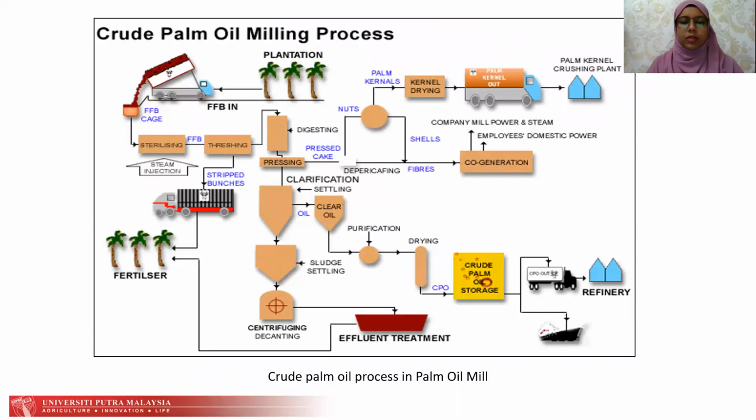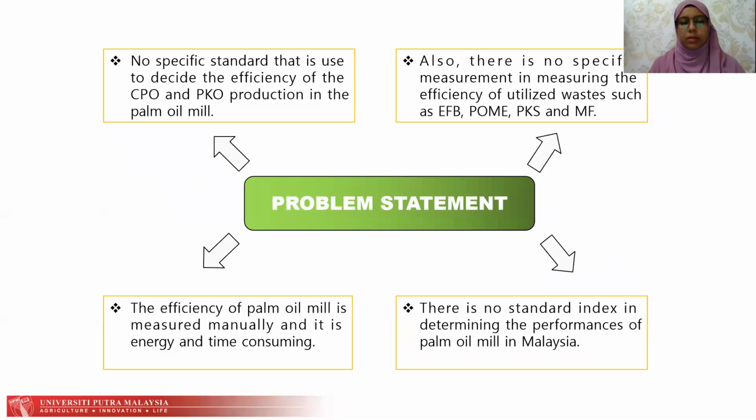So next is the crude palm oil milling process, where the fresh fruit bunch will be picked up from the plantation and go to the FFB cage before going to the sterilizer for sterilizing and undergoing threshing. And next is digesting before going to pressing. And next is the clarification of oil, where the clear oil will undergo purification and drying before being stored in the crude palm oil storage.